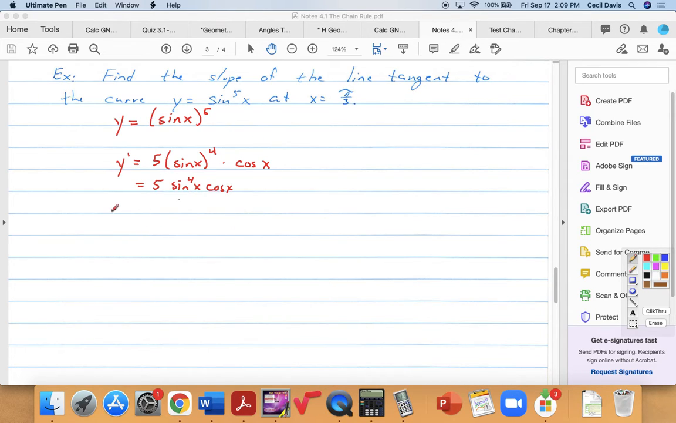So then the slope of the tangent at x equals pi over 3 is 5 times the sine at pi over 3. And here I do write it with the parentheses to the fourth times the cosine at pi over 3. And yes, I do expect you to be able to do some unit circle work.